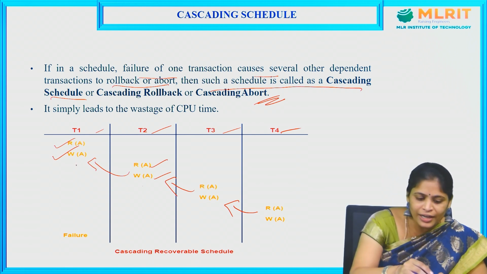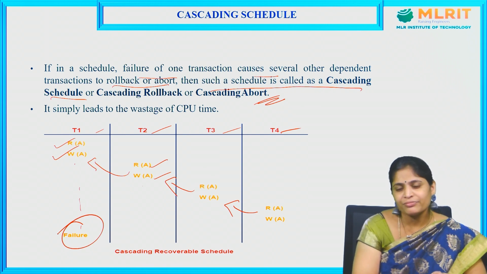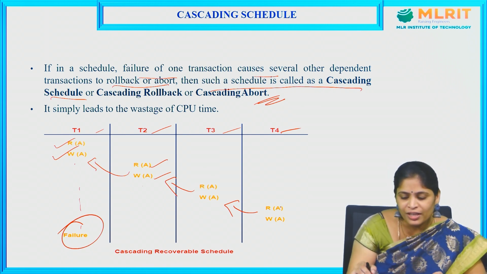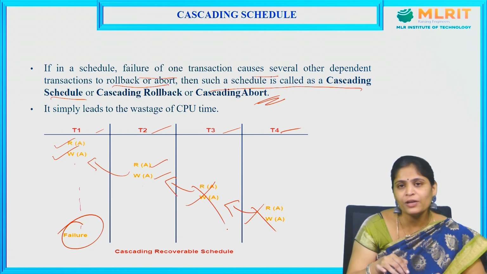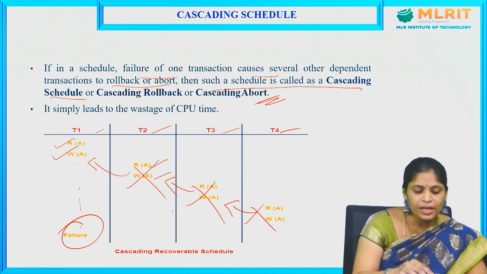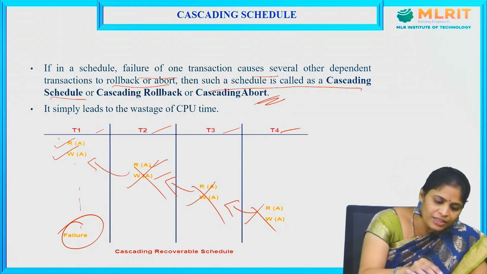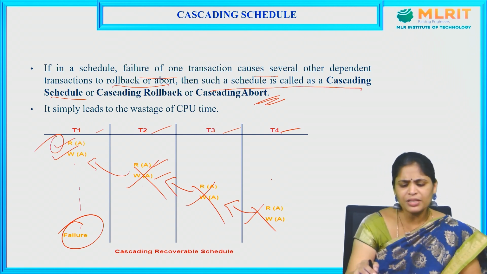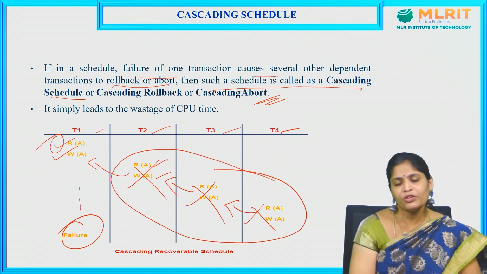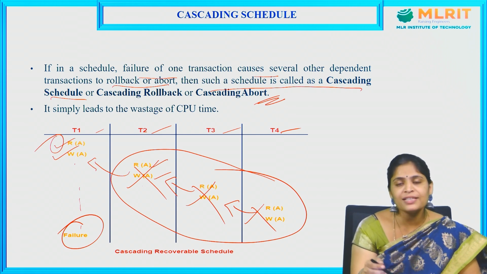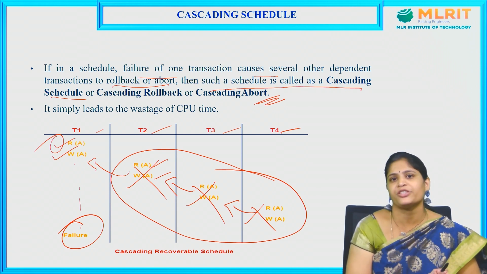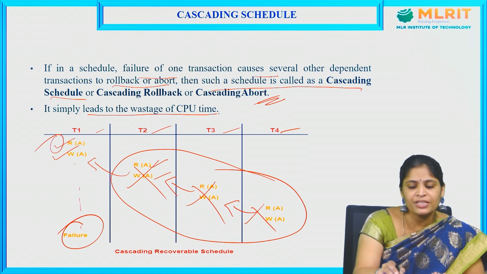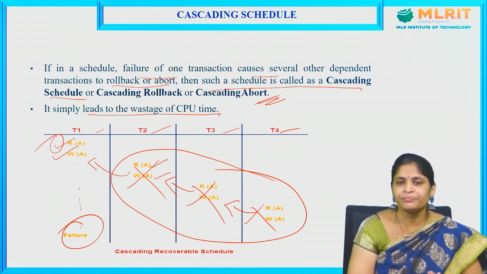Later, what happens? T1 fails. Then this one will be aborted, this one will be aborted, and this one will be aborted. Later on, whatever value is there in the database will remain as it is. That means all the time which the transactions have spent is wasted. That leads to wastage of CPU time, processing time. So this is the cascading schedule.